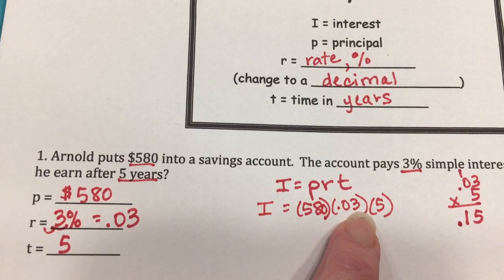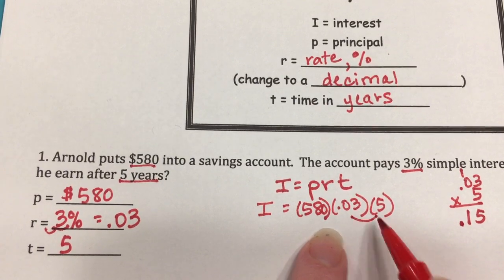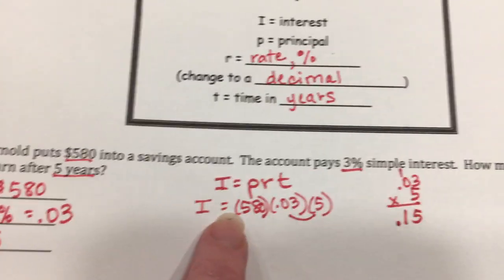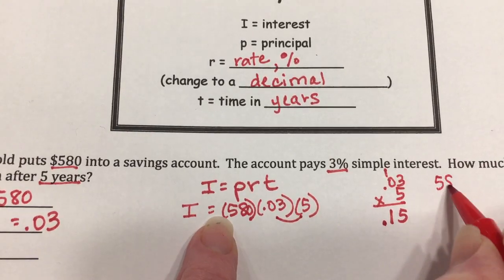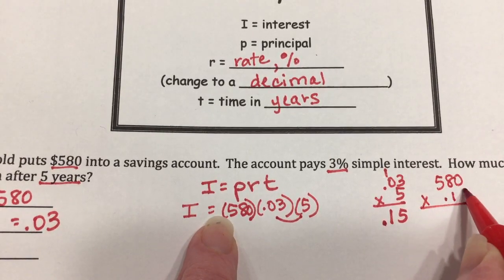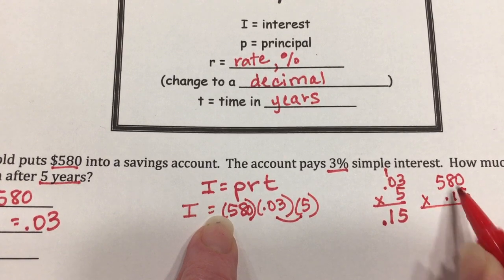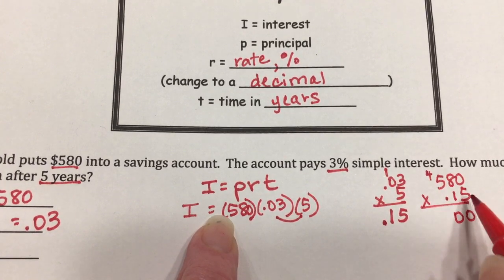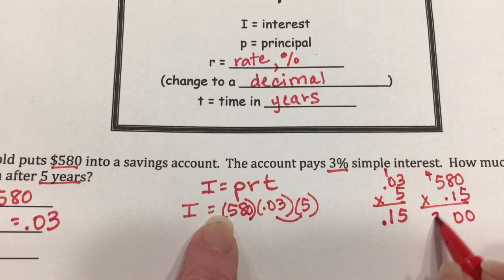So that's these first two, and then I still need to multiply times 580. So I'm going to do that next. 580 times 0.15. 5 times 0 is 0. 5 times 8 is 40. Carry the 4. 5 times 5 is 25, plus 4 is 29.